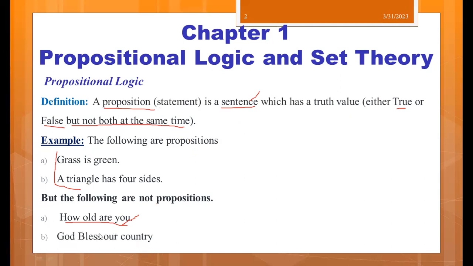Again, if you see "God bless our country", this is also a good example of a sentence which is not a proposition, because again the truth value of this sentence cannot be either true or false. So "God bless our country" is a sentence, but it is not a proposition. This is the definition and the examples of a proposition.